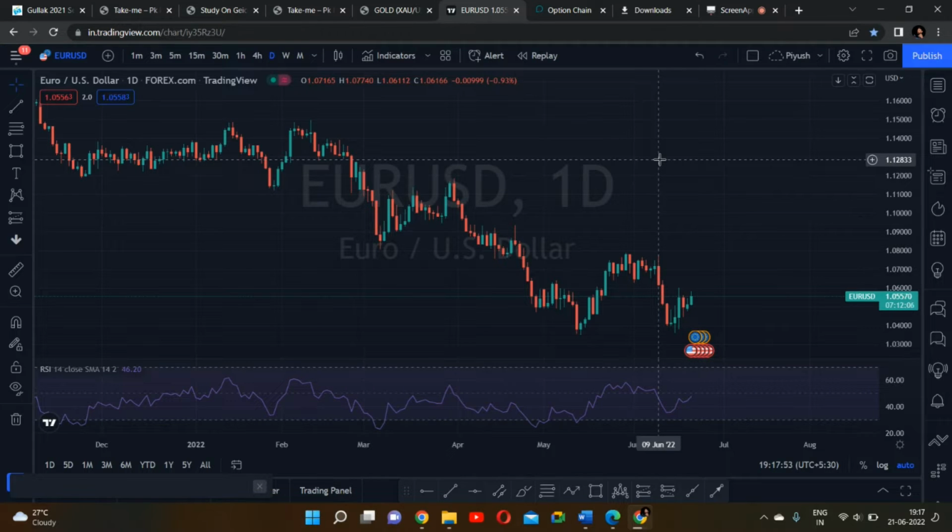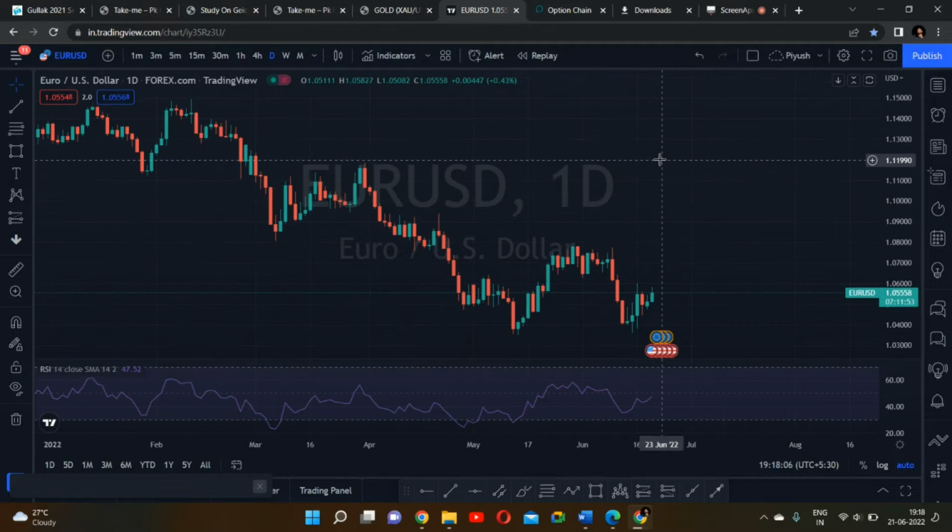Actually, I found some great trading opportunities in four of the major pairs. So I thought, why not share with you. First we will talk about the Euro USD. A look on daily time frame, if we are going to see it, Euro USD has formed a solid base over here.